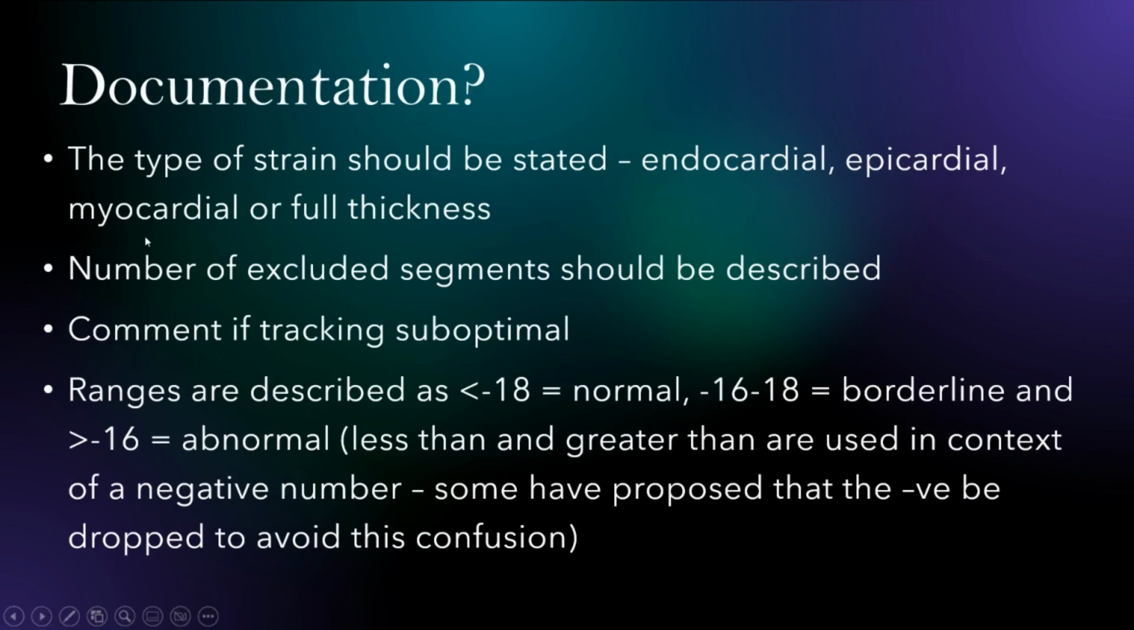In terms of documentation, we should be talking about the type of strain, endocardial, epicardial, myocardial, full thickness, what we're dealing with, number of segments excluded if we do, and comment if the tracking is suboptimal, because we just want to say, well, it's probably what it is, but it's not ideal. The ranges we talk about, 16 to 18, greater than 16. We talk about less than and greater than in terms of a negative number, so you always have to think about it when you write it down.